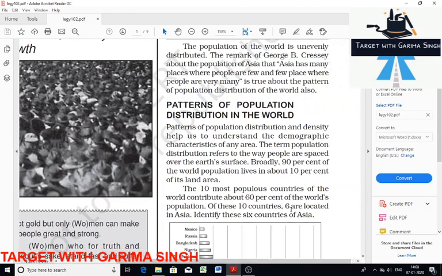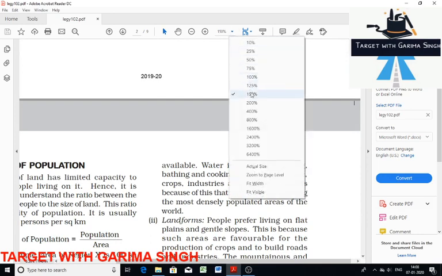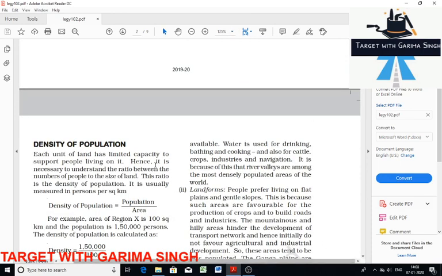Let's start with the next. Density of population. Density basically means the ratio between the number of people to the size of the land. It is usually measured in persons per square kilometer.